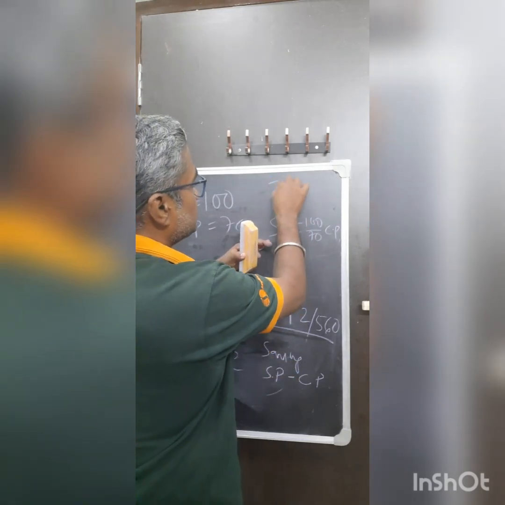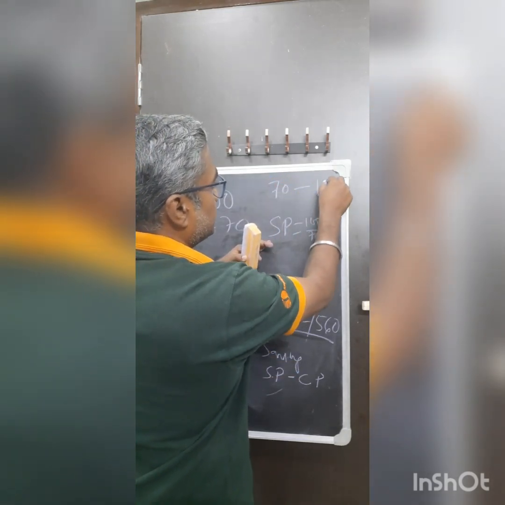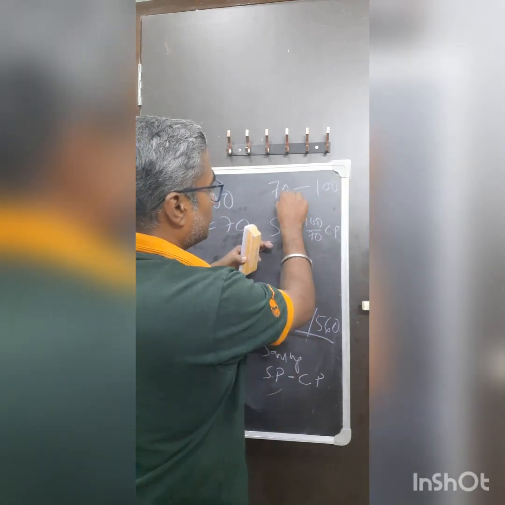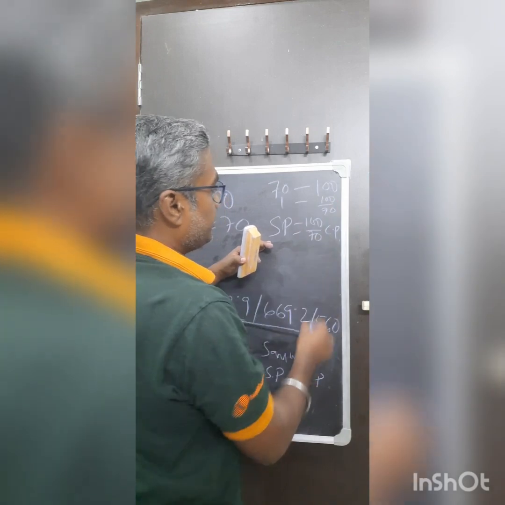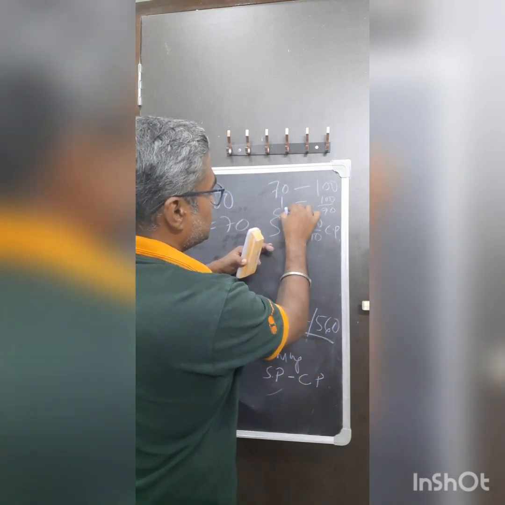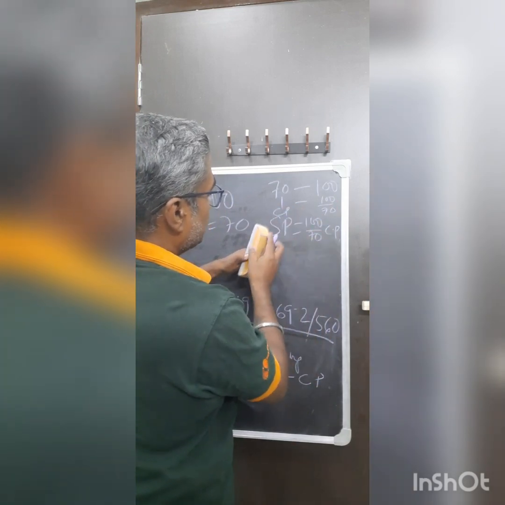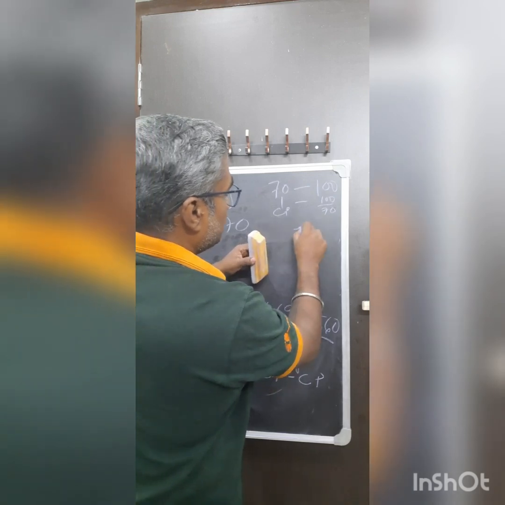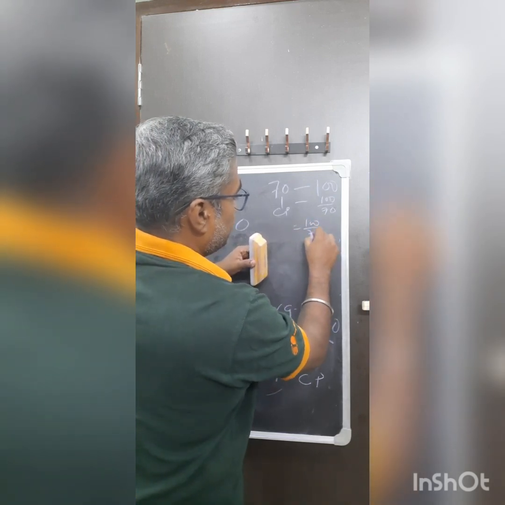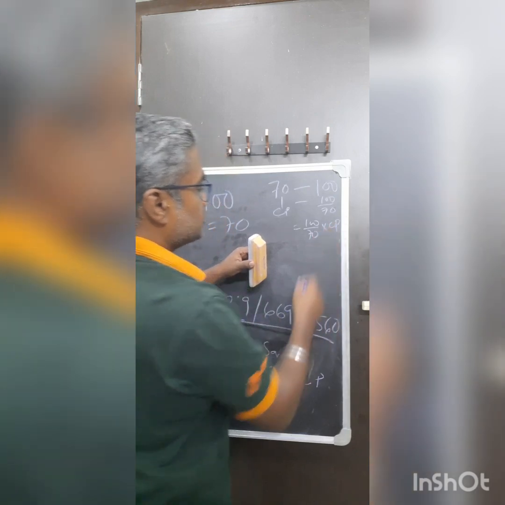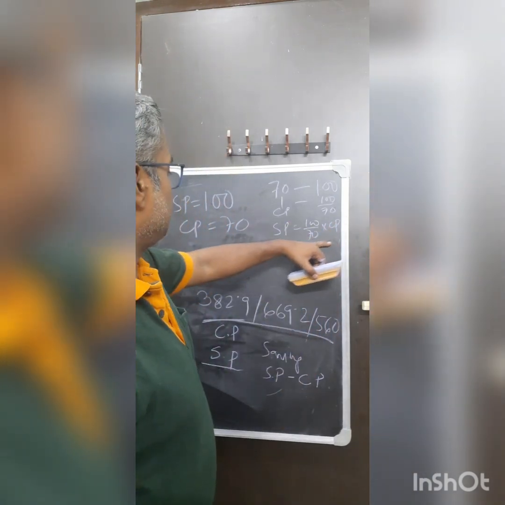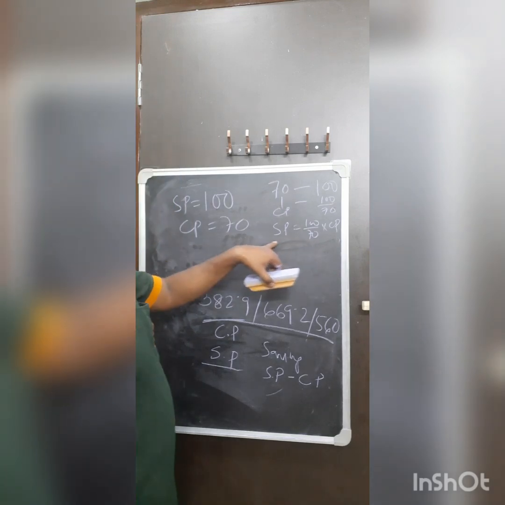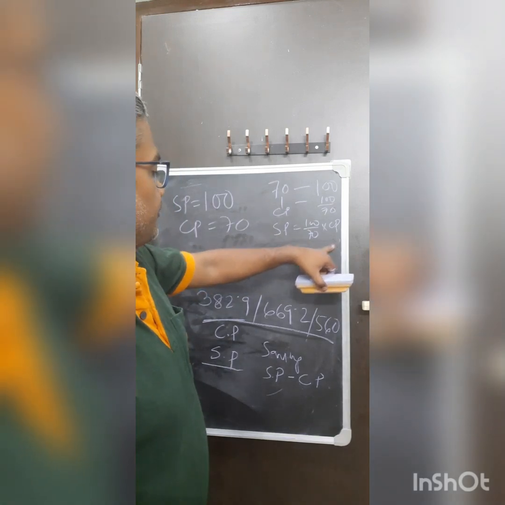So if cost price is 70 and selling price is 100, if cost price is 1, the selling price is 100 upon 70. If the cost price is CP, then the selling price would be 100 upon 70 into cost price. This way you can understand. So this is nothing but the selling price. This way you can also understand, or in the straight way also you can fetch it.